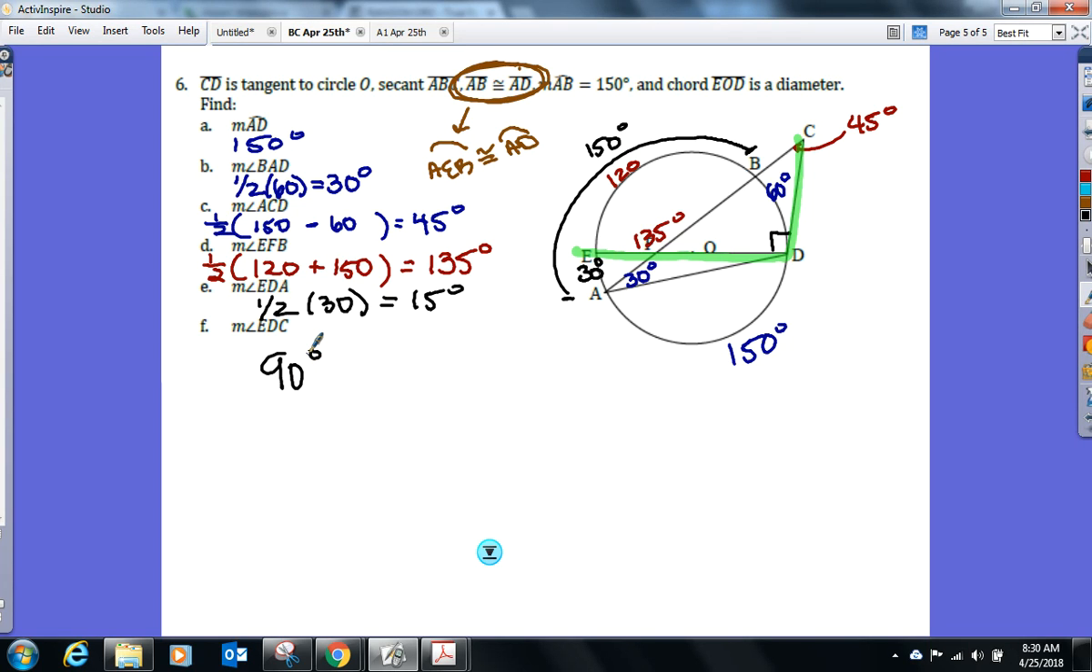Yep. Questions at all? Yes, Evan. So that last one, could you just say that CFD was 45? Yep. And do a 45, 45, 90? Yeah. Yep, pretty much. Yep, there's another way.